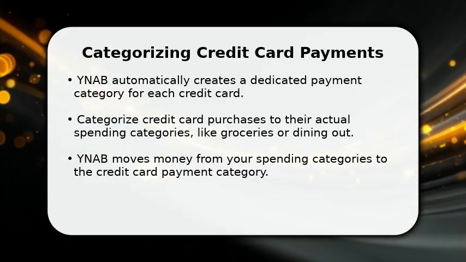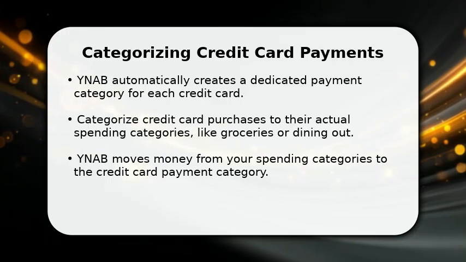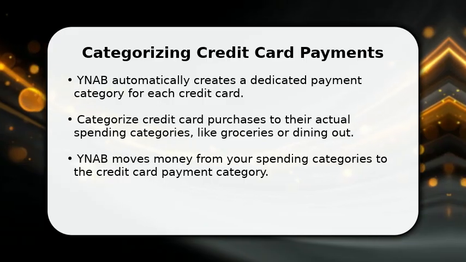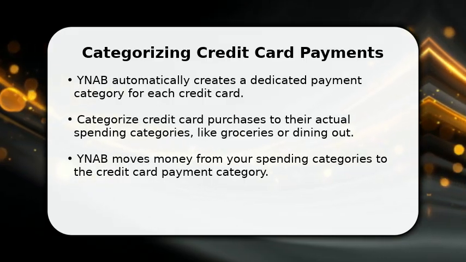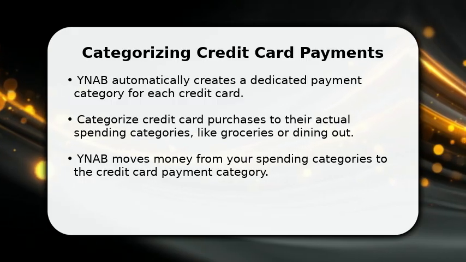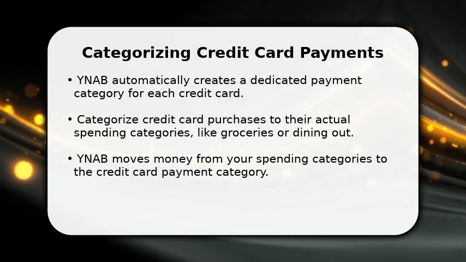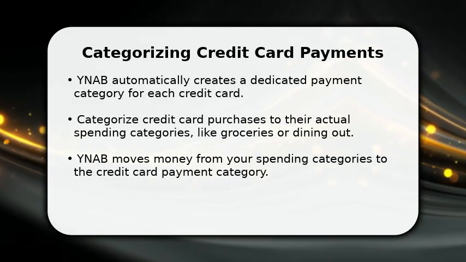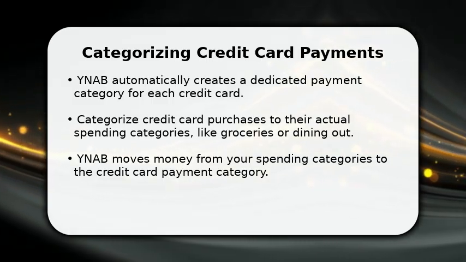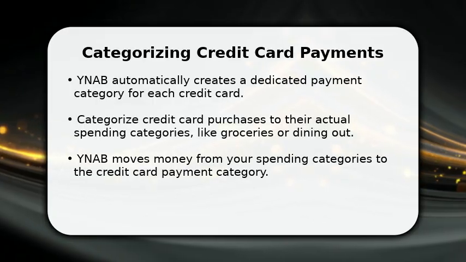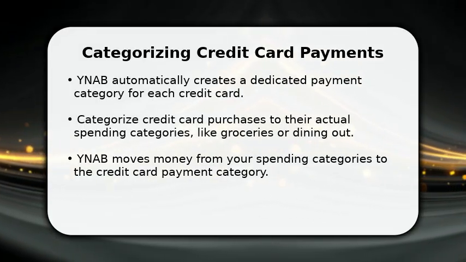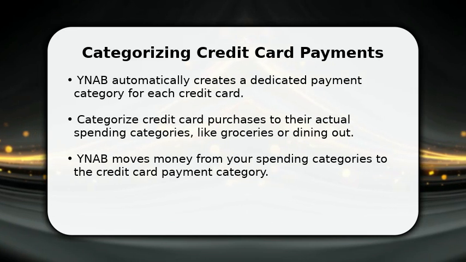In this video, I will explain how to categorize credit card payments in YNAB. When you add a credit card to YNAB, it automatically creates a specific payment category for that card. When you make a purchase using your credit card, you categorize that transaction to its actual spending category, such as groceries or utilities. YNAB then automatically moves the money you've budgeted for that spending from the spending category to the credit card payment category, preparing it for your payment.